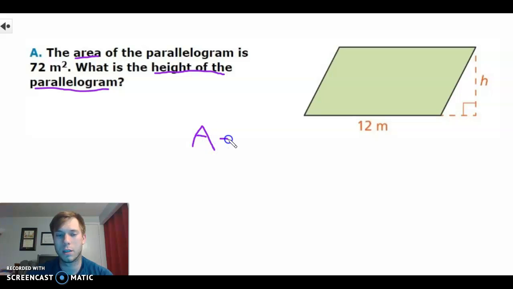So now we're actually going to write out our formula. Area equals base multiplied by height. But notice we have the area, 72 meters squared, and we have the base, but we're missing h, the height. So this is what we're going to have to solve this time. So let's go ahead and substitute all the values that we know. Well, the area of the parallelogram is 72 meters squared. So we're going to put 72 as our area.